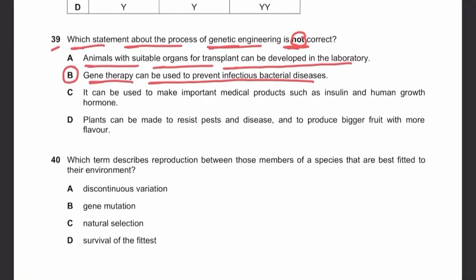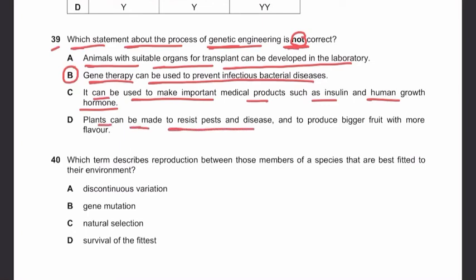Okay, option C: It can be used to make important medical products such as insulin and human growth hormone. Guys, this is true. By genetic engineering, we can take out the insulin gene or the growth hormone gene from the human cells and put it into bacteria. So the bacteria can then produce insulin or growth hormone. Both are proteins.